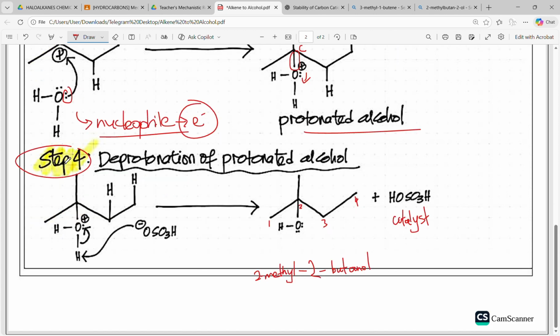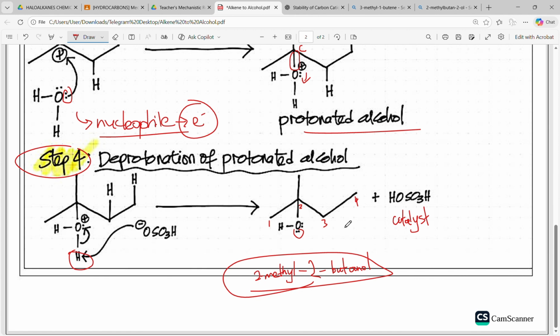And now we come to the final step, the deprotonation of the protonated alcohol. In this final step, a hydrogen atom is extracted from the positively charged oxygen to form our final product, the 2-methyl-2-butanol. The HSO4 anion is a base that attacks the H atom on the positively charged oxygen atom. Then the O-H bond breaks and the electrons from the sigma bond are pushed to the oxygen atom. Thus the lone pair is restored.